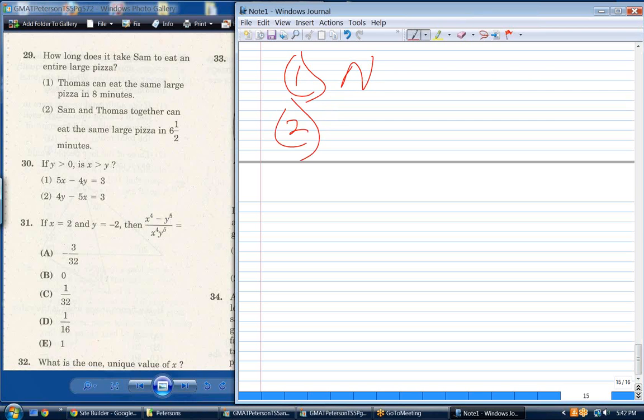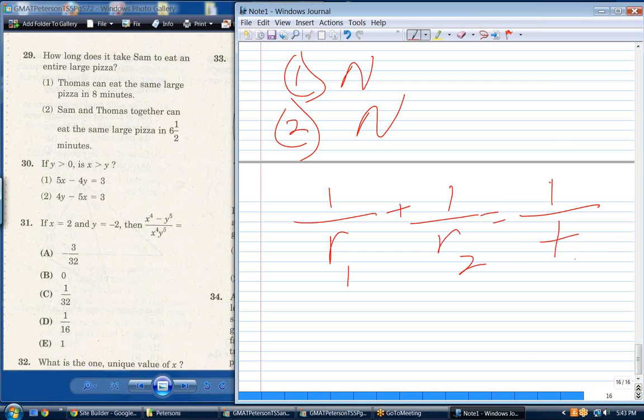And then statement 2: Sam and Thomas together can eat the same large pizza in 6.5 minutes. Wouldn't this be sort of like a work problem? It's exactly a work problem. Since there are only 2 people, you could technically use the A times B over A plus B formula. You're going to use this formula: 1 over the rate of the first person plus 1 over the rate of the second person equals 1 over the total time.